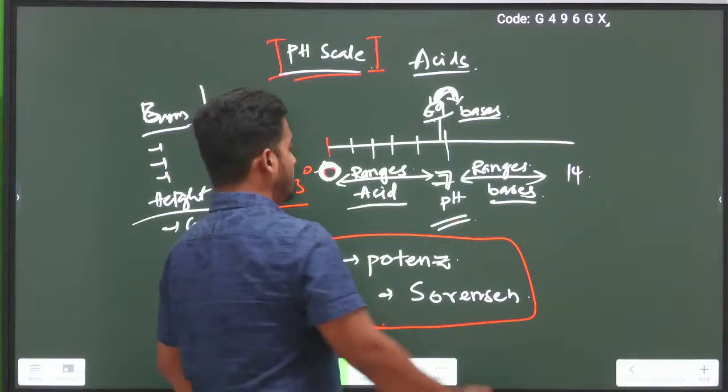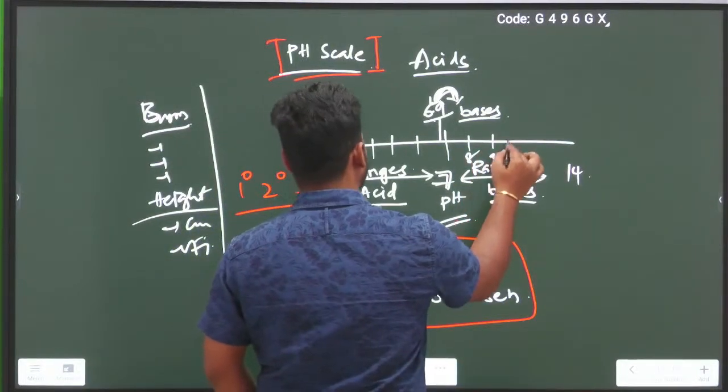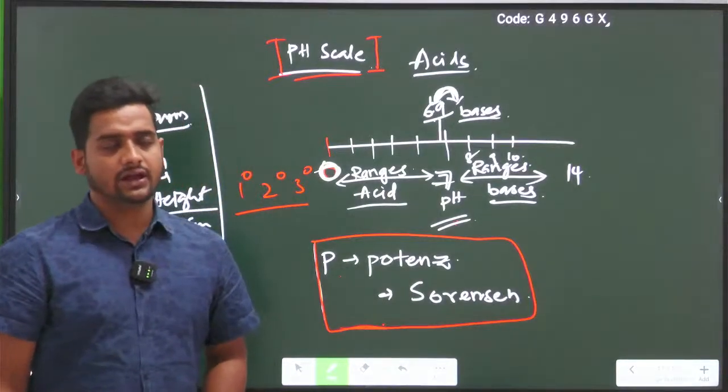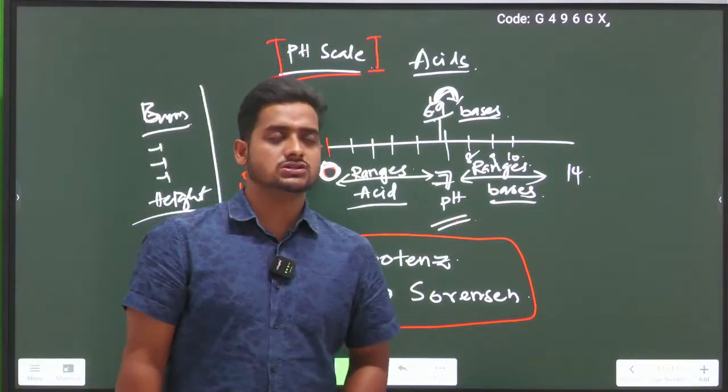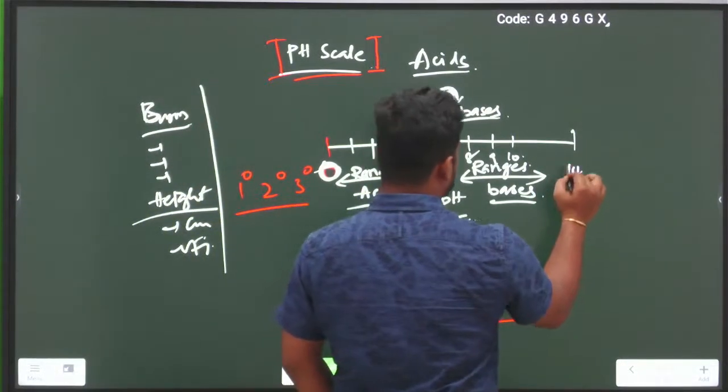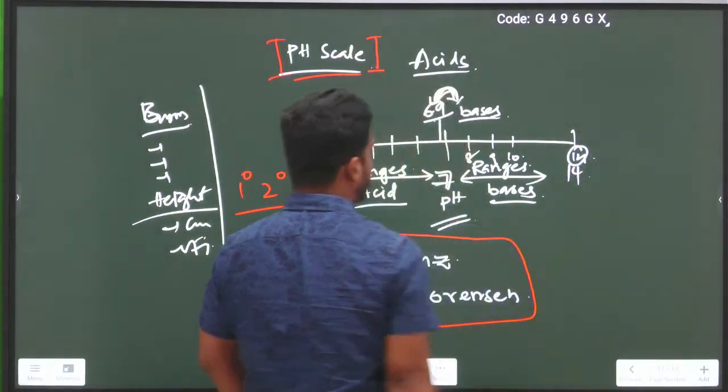If a compound has a pH scale of 8, 9, 10, then by closing your eyes you can say that it is a very strong base. If a compound is near 14, that is a somewhat weak base.